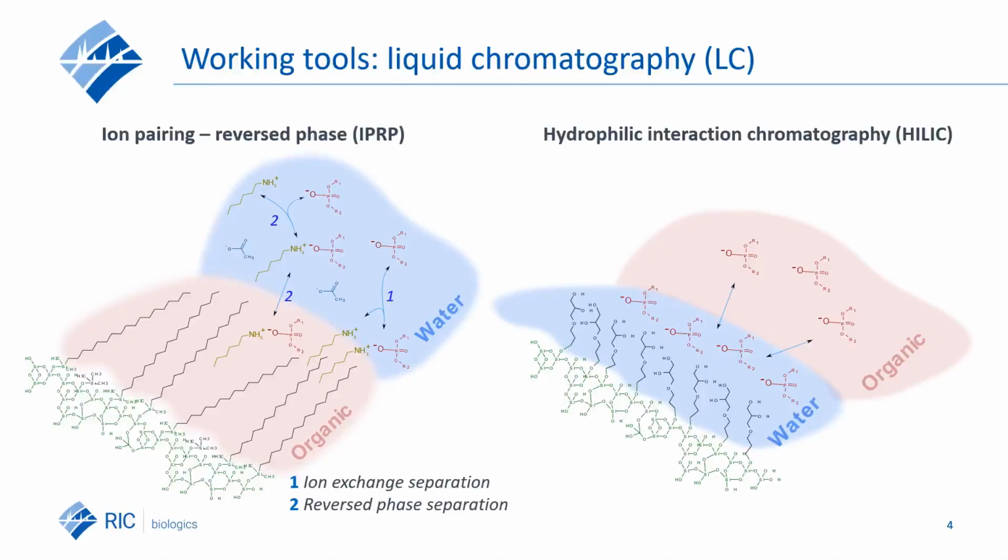It is important to note that the LC-MS analysis of mRNA requires prior digestion to shorter oligonucleotides. Going back to the chromatographic techniques, in short, in ion pairing reverse phase, the stationary phase is apolar, whereas the mobile phase is polar. Since mRNA is a very polar molecule, it will not be retained on the apolar stationary phase unless an ion pairing reagent is added.